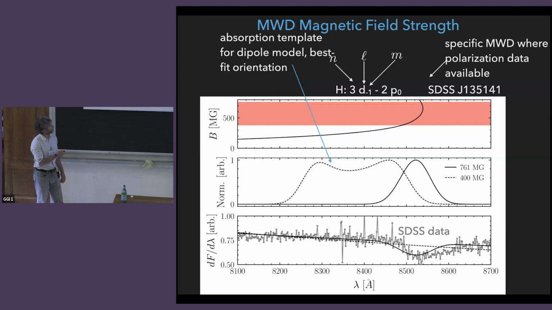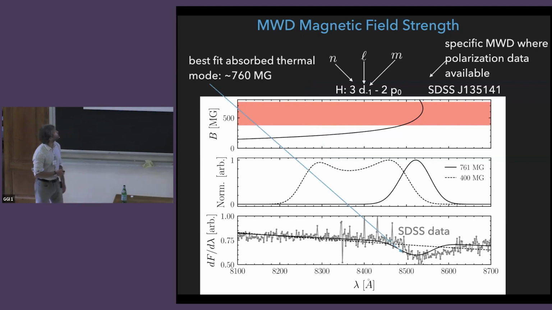But the 700 megagauss field is going to be able to reproduce this dip. And then at the bottom, you're seeing our absorbed thermal model, and that prefers a magnetic field for this particular white dwarf of about 760 megagauss.